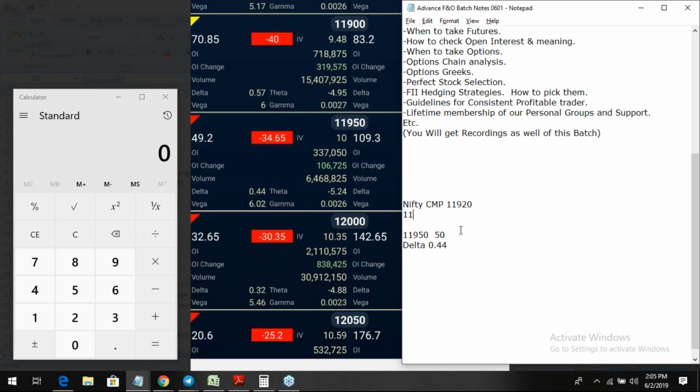If Nifty goes to 11,975, what will be my premium rate? Tell me. You tell me now. I want an answer from you. If Nifty goes to 11,975, what will be my premium rate? I bought at 50 rupees, so what will be my premium rate? Tell me.